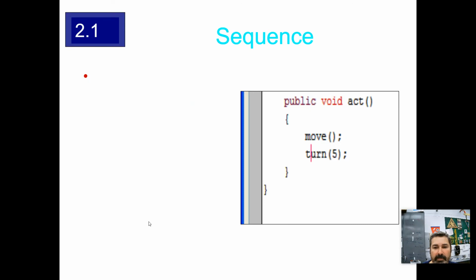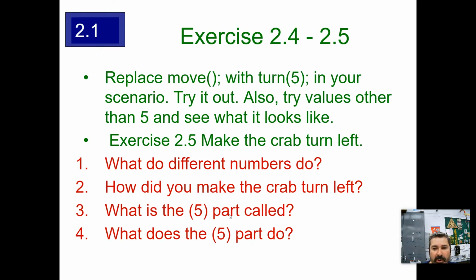All right. Hopefully you know what the 5 part is called, and you know what the 5 part does. The 5 part is called the parameter. What does it do? It allows you to pass in data. So like when I say turn, it's like, well, how many degrees do you want me to turn? So you have to pass in additional data. So what's the 5 part called? Parameter. What does it do? It passes in additional data.